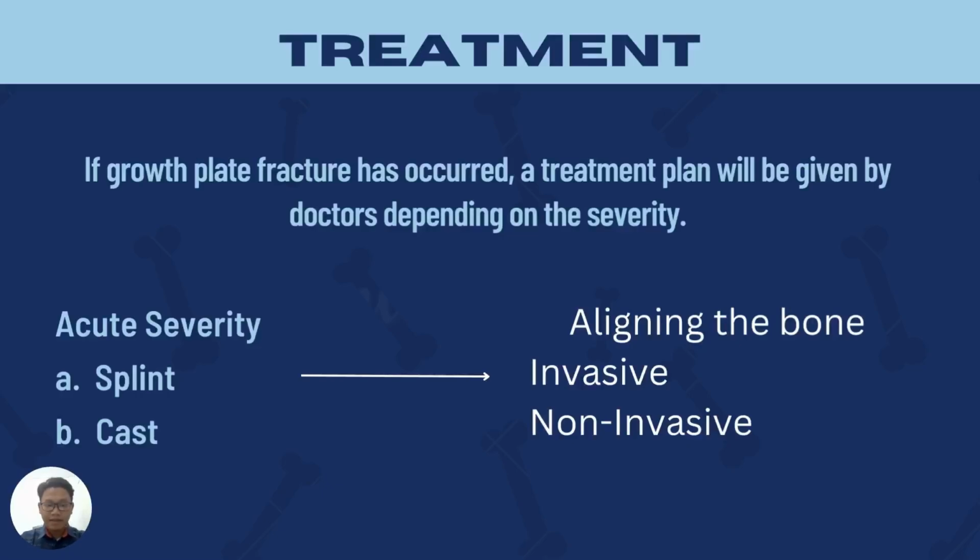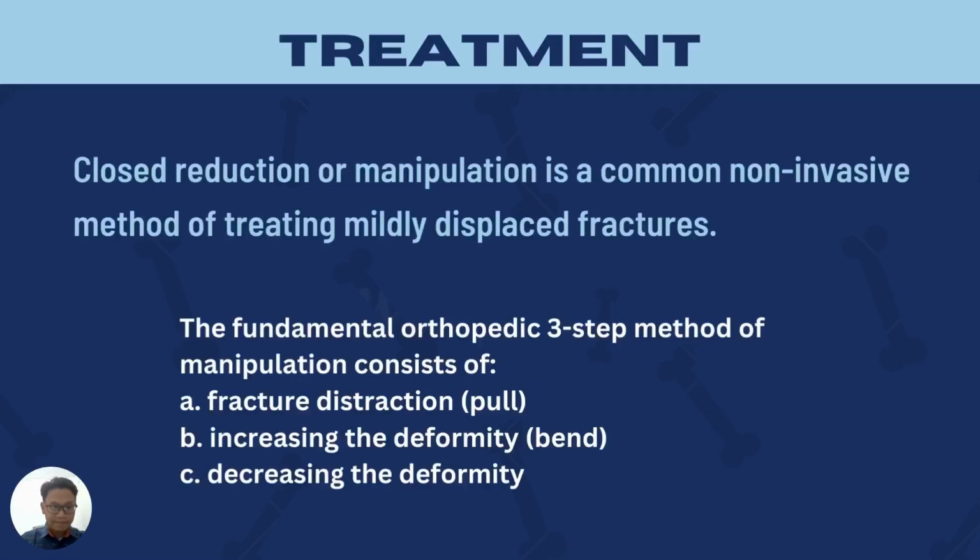right. Now, in case the fractured bones are not meeting in a straight line, the doctor will have to move them back into place. There are two methods that can be used, invasive and non-invasive. Firstly, closed reduction or manipulation is a common non-invasive method of treating minor displaced fractures. The fracture is moved back into anatomic alignment and immobilized with a cast or splint. This procedure is often carried out under light sedation and analgesia in an emergency room or orthopedic clinic.